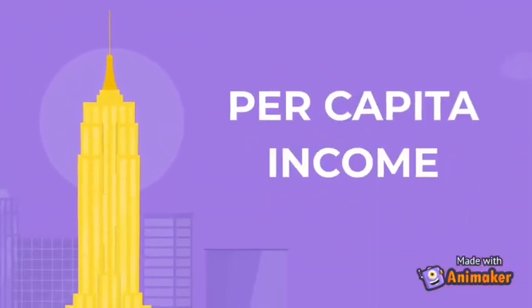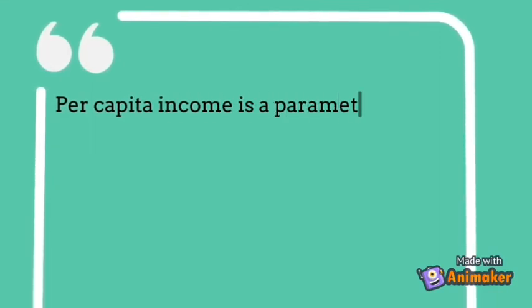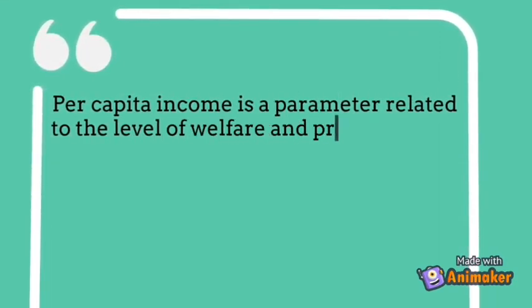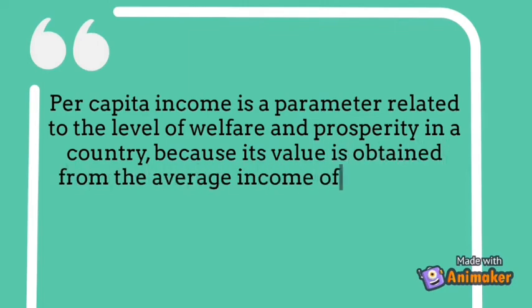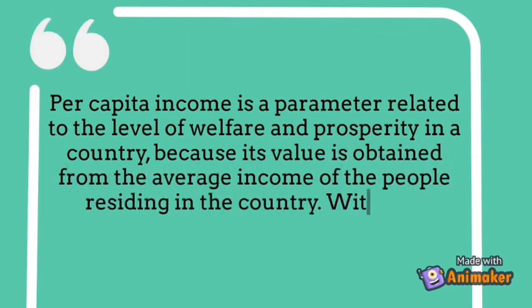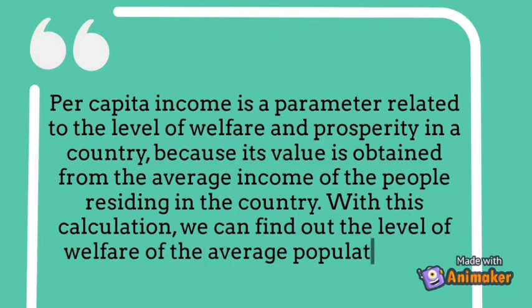Per capita income. Per capita income is a parameter related to the level of welfare and prosperity in a country, because its value is obtained from the average income of the people residing in the country. With this calculation, we can find out the level of welfare of the average population in a country.